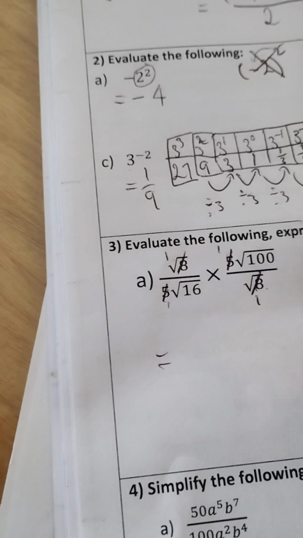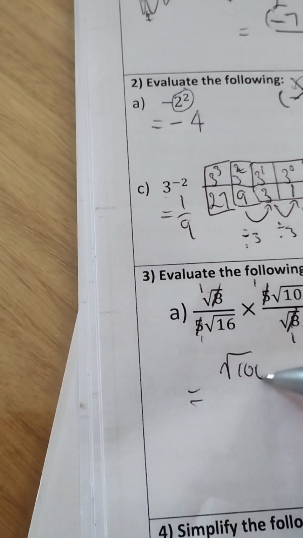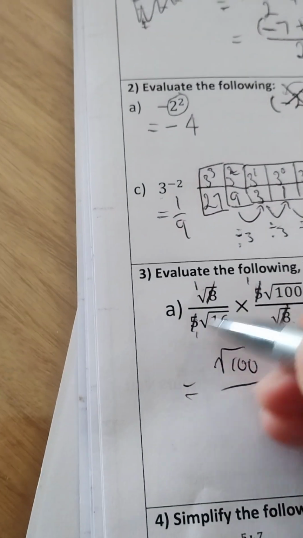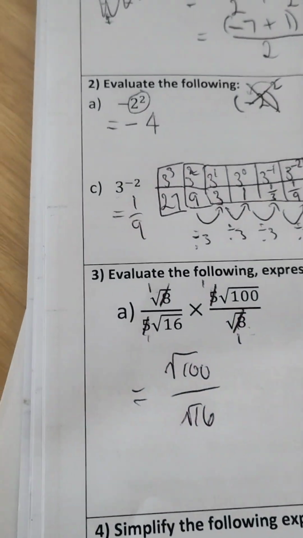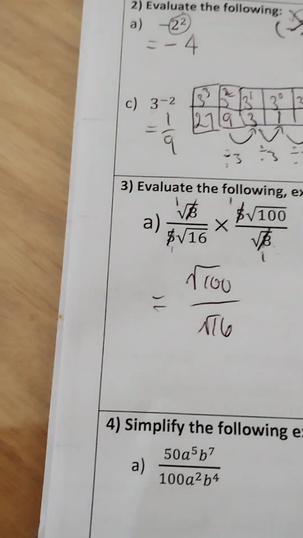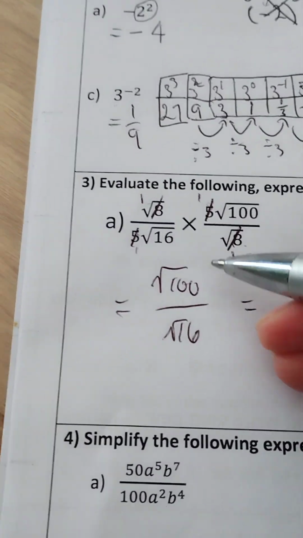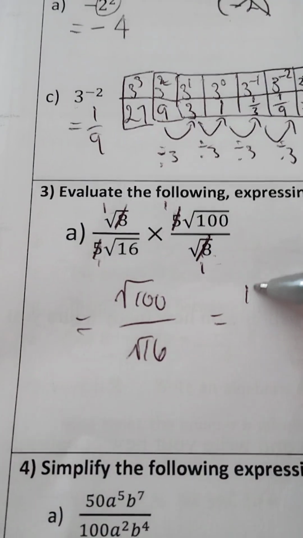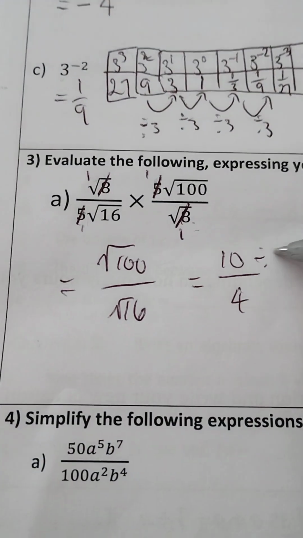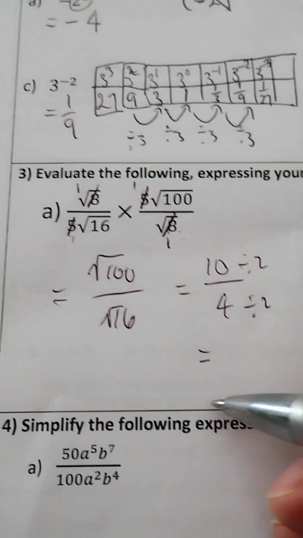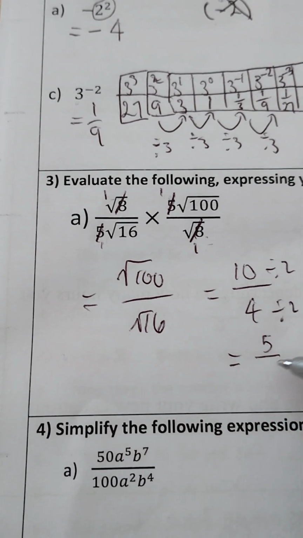I've got 1 times the square root of 100 over 16 times the square root of 16 times 1, which is going to be the square root of 16. And I've ended up with almost a similar thing to the previous question, but they're sort of the other way around. So I'll just evaluate. The square root of 100 is 10 over the square root of 16 is 4. Simplify my fraction. I end up with 5 over 2.